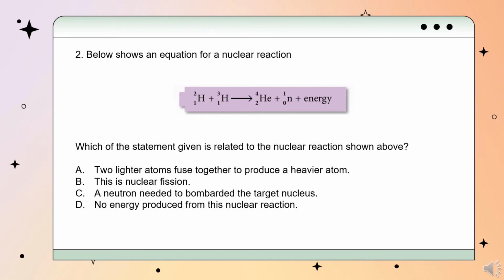So, we can conclude that the equation belongs to nuclear fusion. It is because in nuclear fusion, two lighter nuclei are needed to form a heavier nucleus and produce energy. Therefore, we need to choose the answer that is related to nuclear fusion. So, the answer is A.